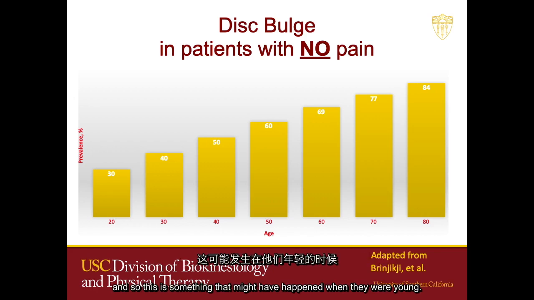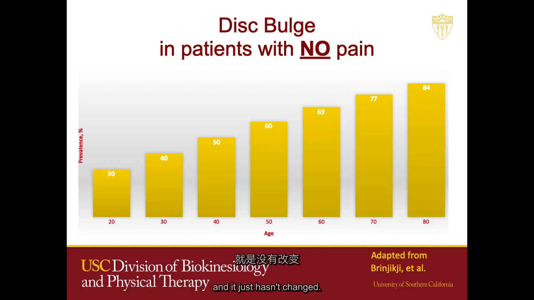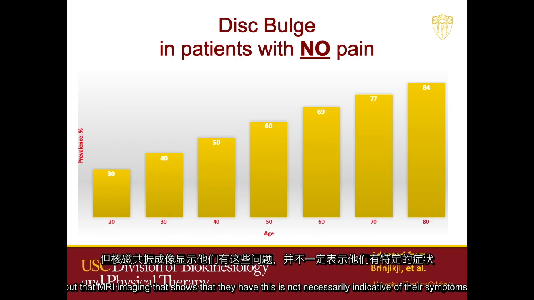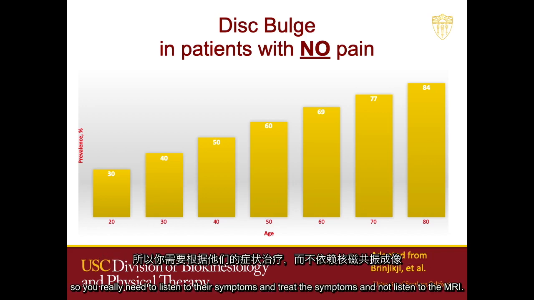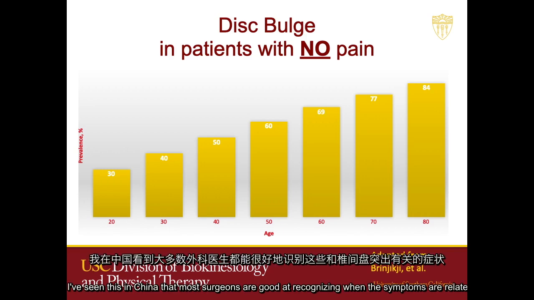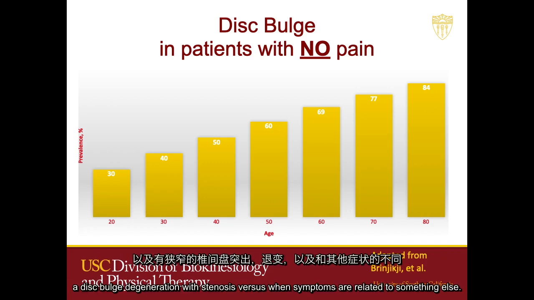So this is something that might have happened when they were young and it just hasn't changed. But that MRI imaging that shows that they have this is not necessarily indicative of their symptoms. So you really need to listen to their symptoms and treat the symptoms and not listen to the MRI. So we're hoping, and I've seen this in China, that most surgeons are good at recognizing when the symptoms are related to a disc herniation, a disc bulge, degeneration with stenosis, versus when symptoms are related to something else.